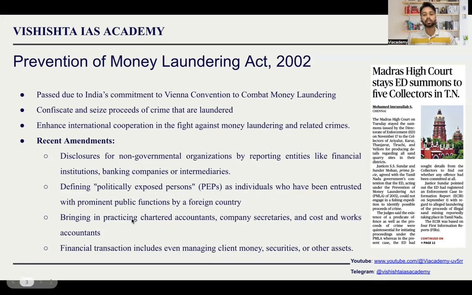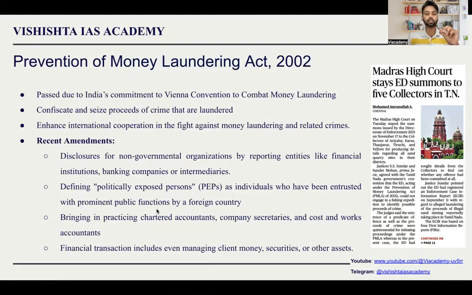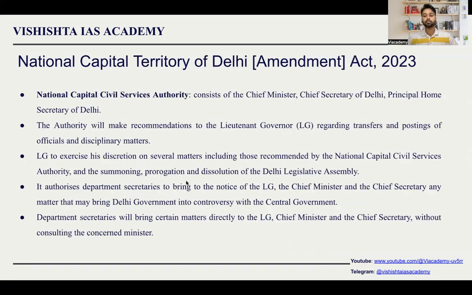It has also brought chartered accountants, company secretaries, and everyone inside the purview of the act, because it is the chartered accountants who are involved mostly in helping people with money laundering. So they have also been brought in. Inside the financial transactions definition, they have included even the client's money, people who are managing the client's money, security, assets, everything has been brought in. So these are the recent amendments you need to know about.